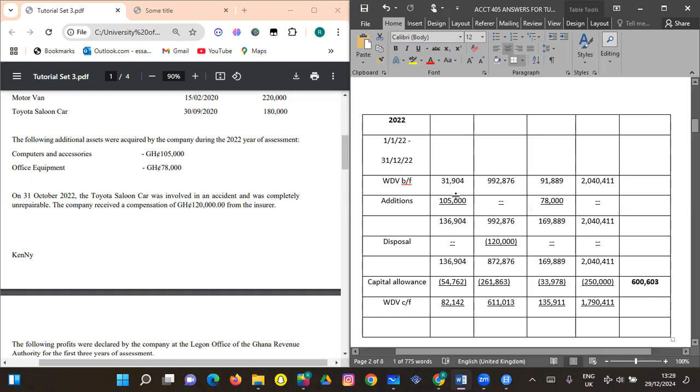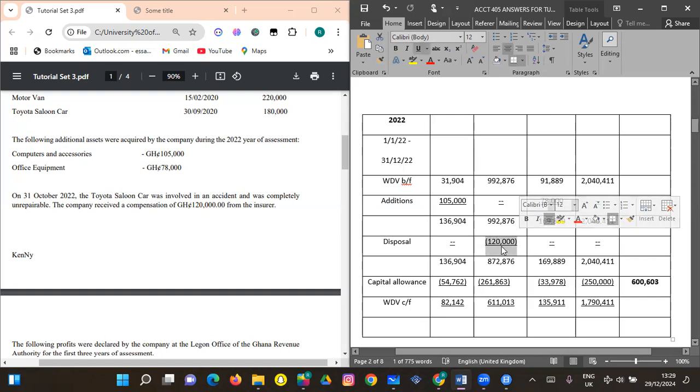So basically, additions were here. They bought new computers and then new office equipment. Here is pool one, here is pool three. So this will be added to pool one, and this is also what's added to pool three, right? And then a Toyota saloon car was involved in an accident on October 31st. Irrespective of the date, you will still take it out as a full year. So this 120,000 was taken out of pool two, because a Toyota saloon car is in pool two.